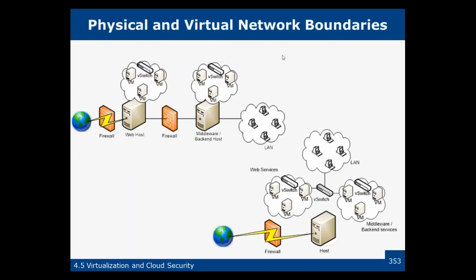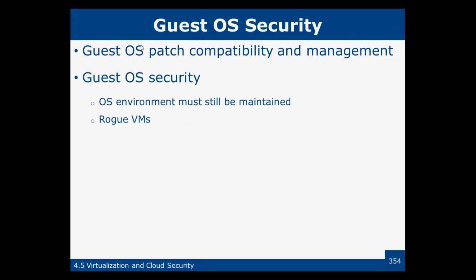Physical and virtual network boundaries, and this is a nice picture. We have the host, middleware, backend services. We have virtual switches that we connect the devices to, VMs and the virtual switches, and I think that really, unless they've changed them a whole lot, the virtual switches, they call them virtual switches, but they're kind of virtual hubs. You can do scanning and all the normal things that you would do on physical hardware on these things.